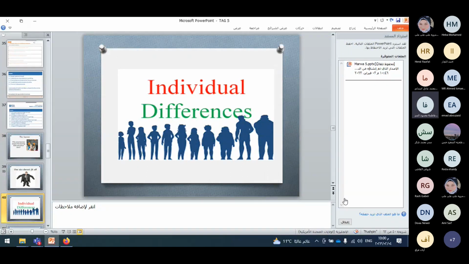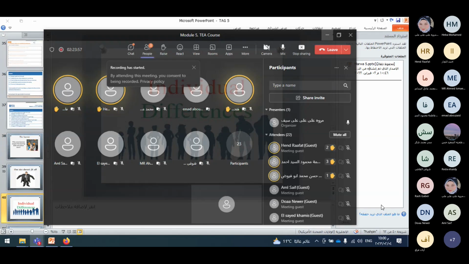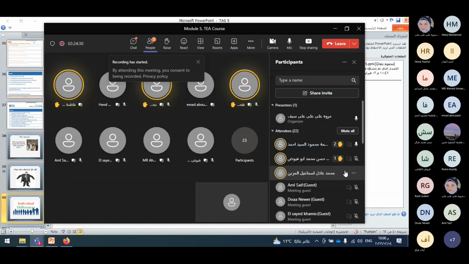Anything to add, Miss? I think learners may also have different backgrounds and different preferences. They may like some skills and not like some other skills according to the games. Yes, I appreciate your answer. Of course, this is one thing. Very good. What about Miss Fathia? Express yourself.